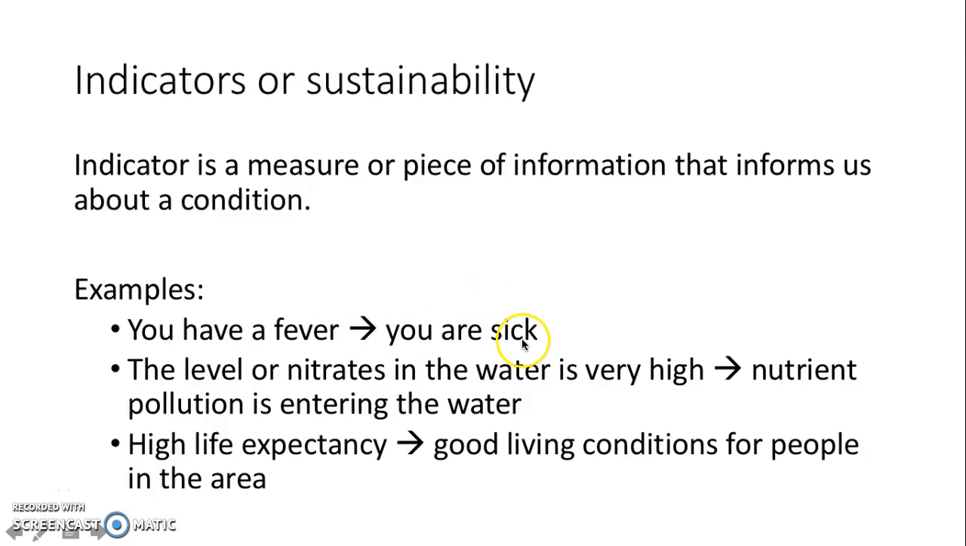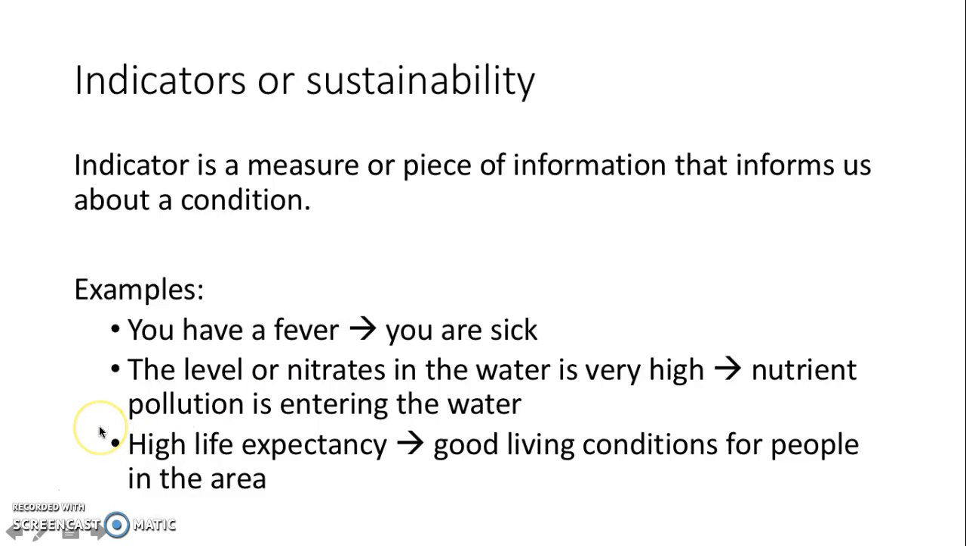Then we might make some conclusions based on that. So we'd say, okay, you're sick. You're having trouble maintaining those homeostatic or stable conditions within your body. We could also measure the amount of nutrients, specifically nitrates, in water in an area, and if we measured that they were unusually high, we might conclude that nutrient pollution is entering the water. This could be pollution from local farms or from factories in the area, releasing lots of chemicals that include these nutrients, and they're getting into the water.